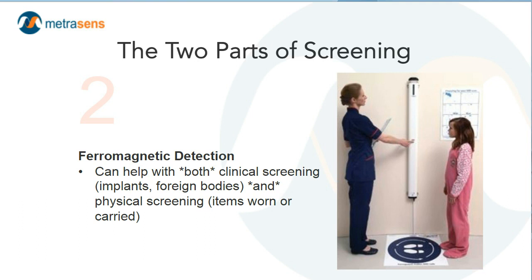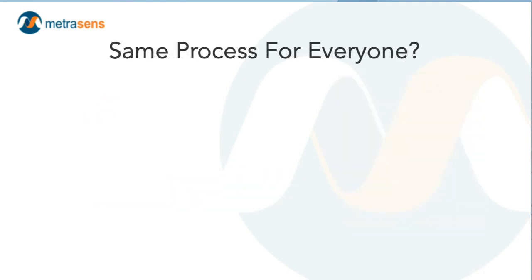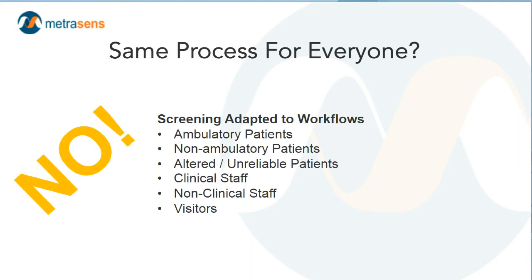So we have two constituent parts of screening, clinical screening and physical screening. So we should use the exact same process for everyone, right? In a word, no. We should not use the same process. We need to adapt the process based on the patient's ability to participate or staff ability to participate, where they're coming in. Do we have changing facilities? Do we have ferromagnetic detection for screening? Where do we have these resources?